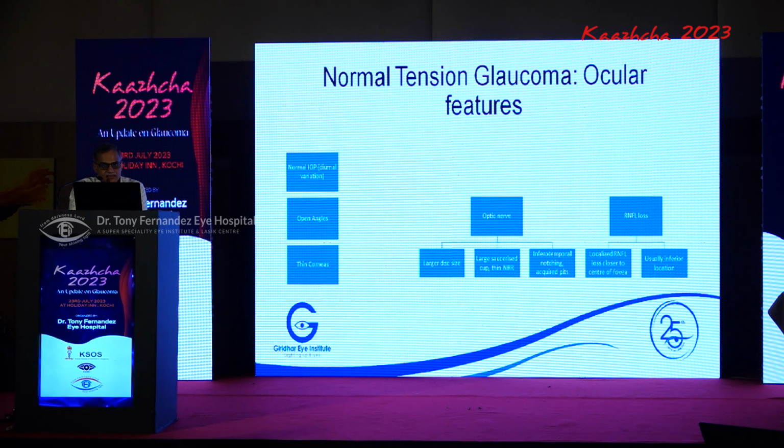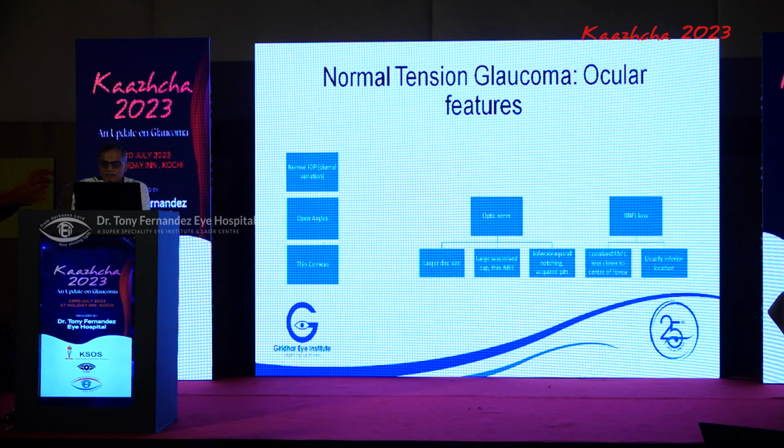The cupping is more sloping. It's kind of a saucer-shaped cup, and you may not be able to exactly locate where the NRR ends and the cup begins. Usually, the inferotemporal aspect of the disc is involved. The RNFL loss is usually localized, and it is closer to the center of the fovea. Again, the inferior margin is usually involved.